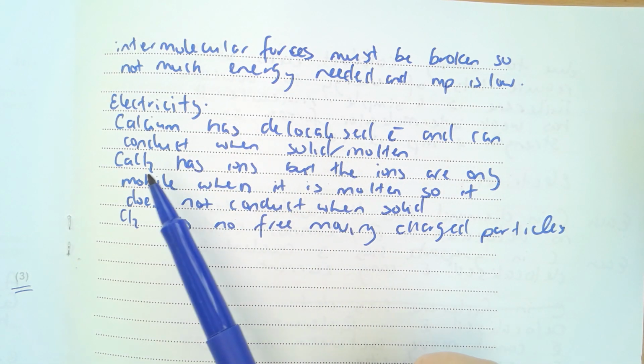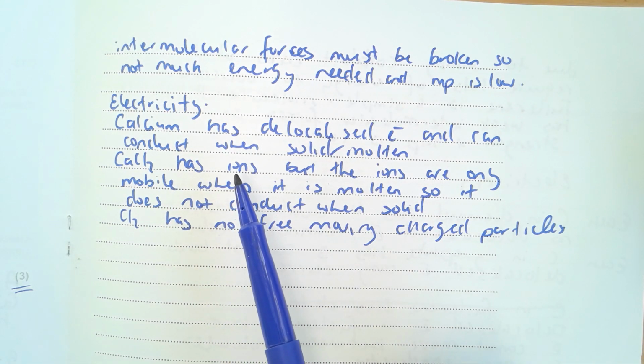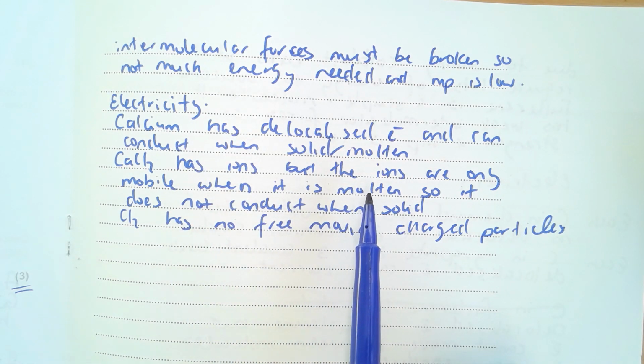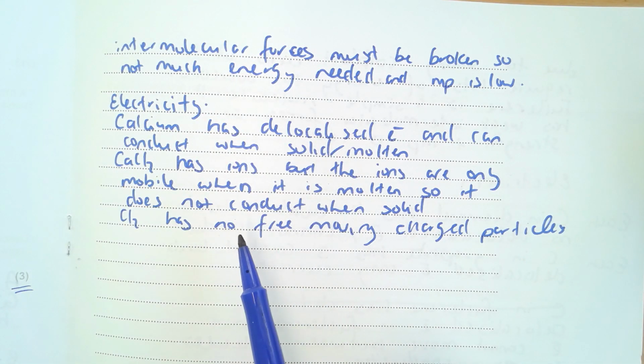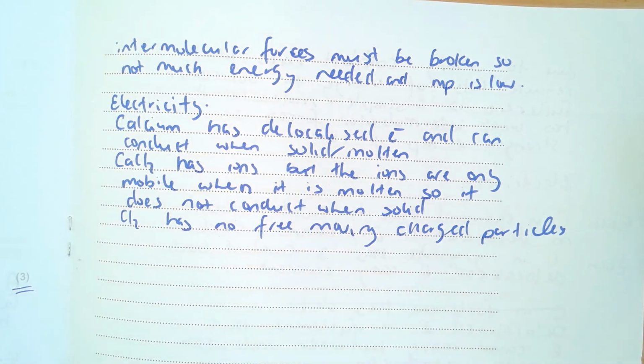But calcium chloride, your ionic compound, yes, it has ions, which are charged particles, but those ions can only move freely when it's molten. They can't move freely when it's solid, therefore it will conduct when molten, not when solid. And then Cl2, your simple molecular compound, no free moving charged particles, will never conduct electricity. So again, I've given quite a lot of detail there.